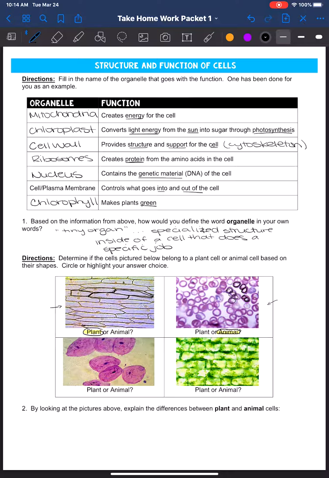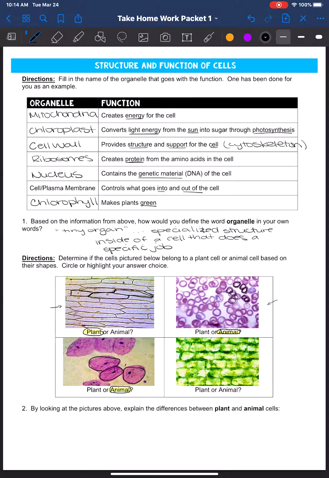Same thing down here, same kind of idea. They're roundish. I see the nucleus here. I see a couple little cell parts here through those dots. No specific kind of pattern of where they are. They're just kind of wherever they want to be. And that is going to tell me that they're animal cells because of the shape.